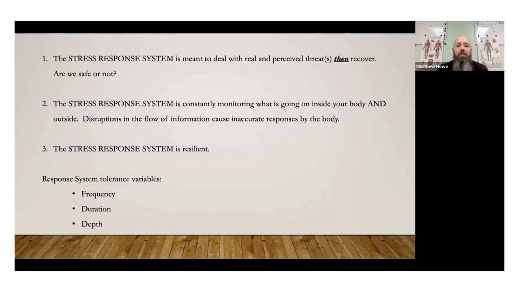So what we do through our body work is help to reduce and eliminate some of those disruptions in the information flow. We clean it up a little bit, optimize the body's ability to communicate with itself and within itself, so that we can help homeostasis take a bigger hold. The stress response system is resilient. Again, it's meant to recover. So our three metrics that we look at when we look at the stress response system are frequency, depth, and duration. Frequency can be looked at through a couple of different lenses.